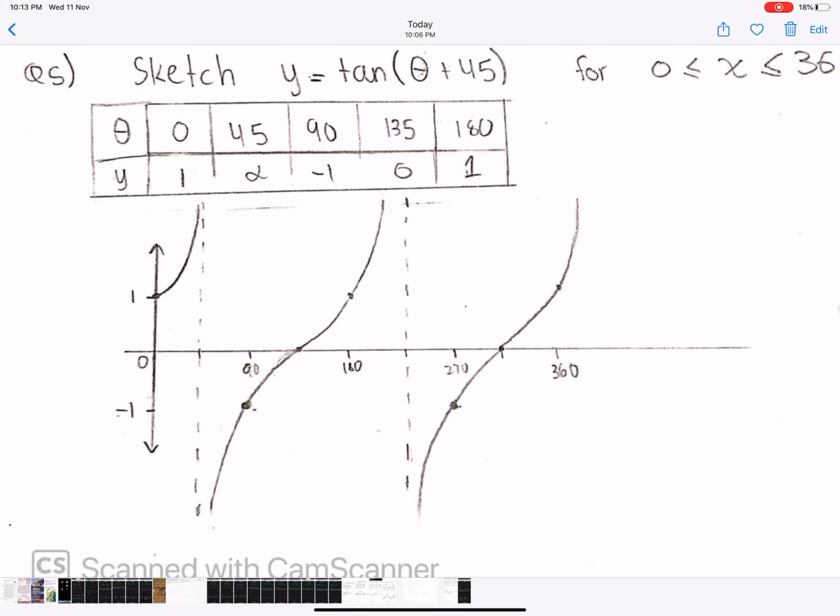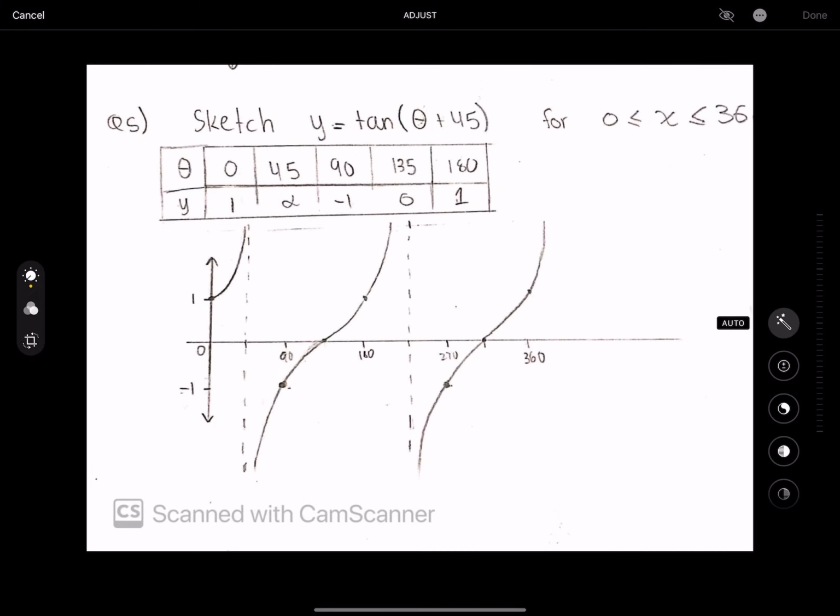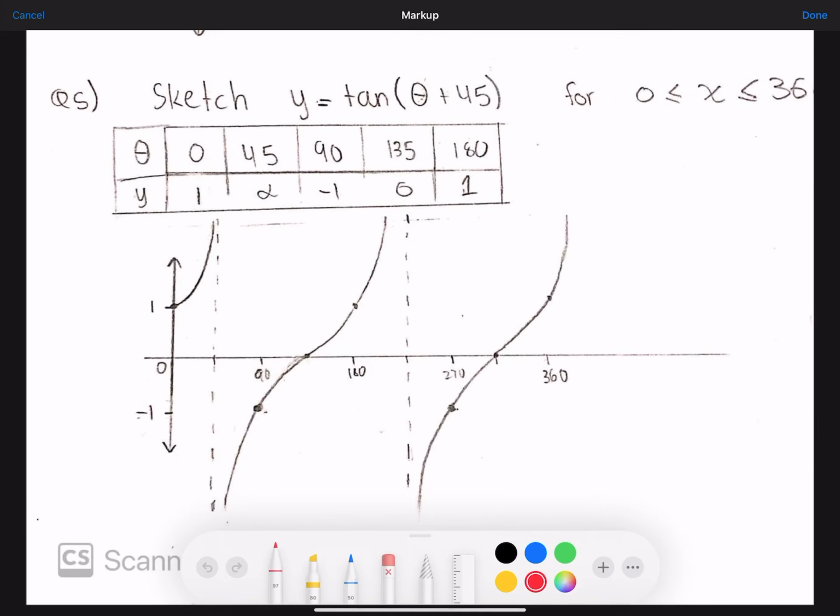Next example is of tan theta plus 45, and the domain is 360 degrees. Well, again, draw the table, and then you can easily sketch the curve. This is y, this is x. Just plot the points and sketch the curve. This is 45.